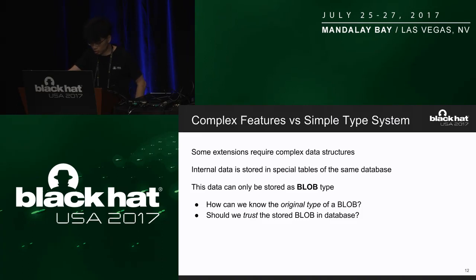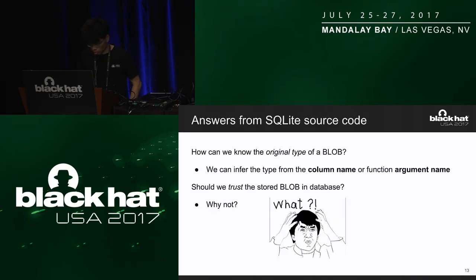Actually, we can find the answers by reading the source code. From reading the source code, we learned that the developers of SQLite don't like checking the types. In comments or the documents, they just assume a variable with special names is always associated with special types. They just trust the column name or the function argument name and everything else from the database.